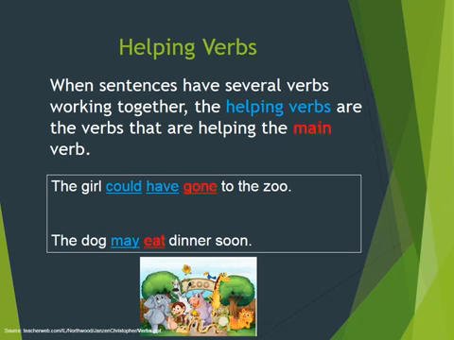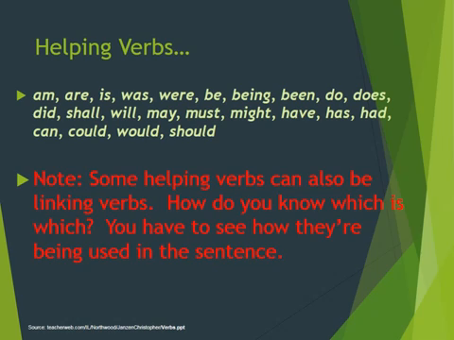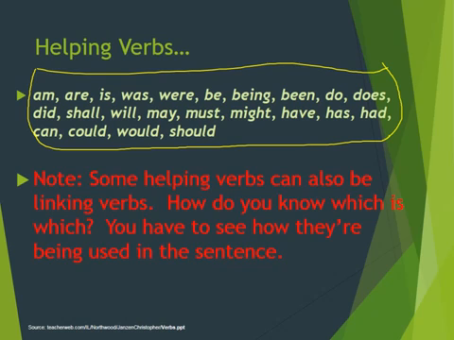When sentences have several verbs working together, the helping verbs are the verbs that help the main verb. So just like we had seen in the previous screen, the girl could have gone to the zoo, main verb, helping verbs. The dog may eat dinner soon, main verb, helping verb. Here are some helping verbs that you might want to jot down and keep handy so that it will be easy for you to identify these when you come across them in sentences.